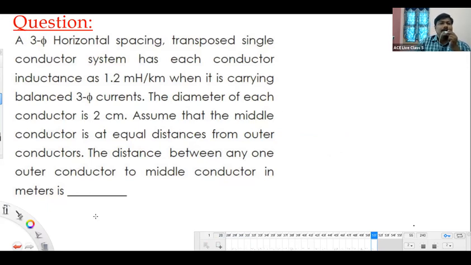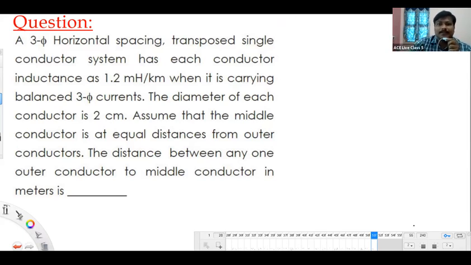A three-phase horizontal spacing transposed single conductor system has each conductor inductance as 1.2 millihenry per kilometer when it is carrying balanced currents. The diameter of each conductor is 2 centimeters. Assume that the middle conductor is at equal distances from the outer conductors, meaning middle conductor to first outer conductor and middle conductor to second outer conductor are equal. The distance between any one outer conductor and the middle conductor, in meters, is?